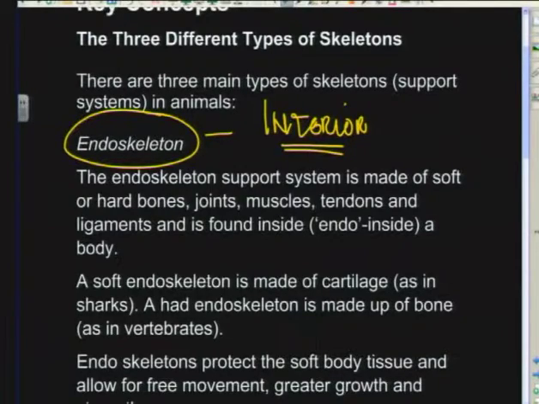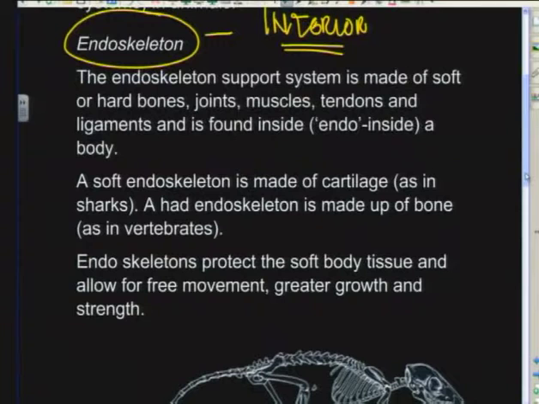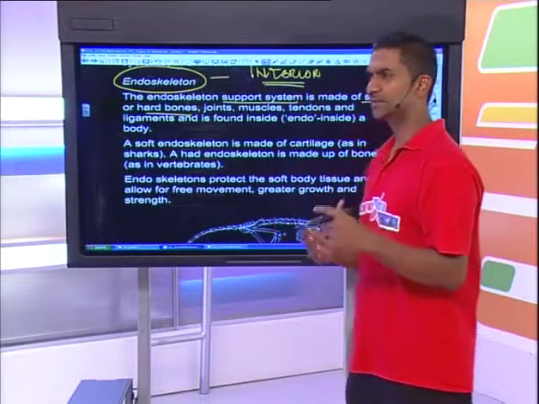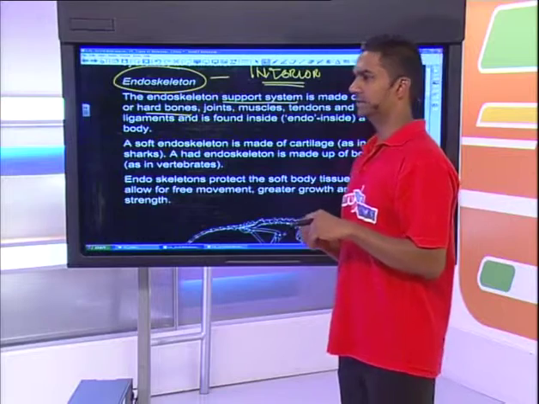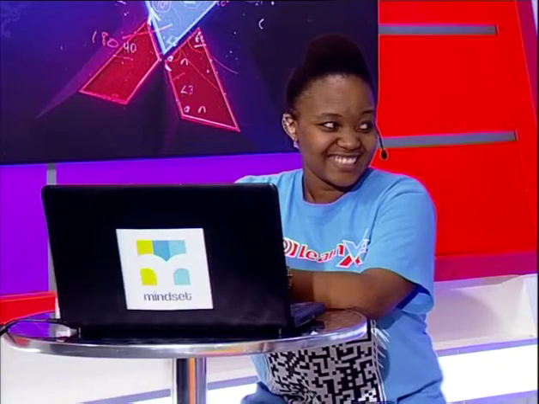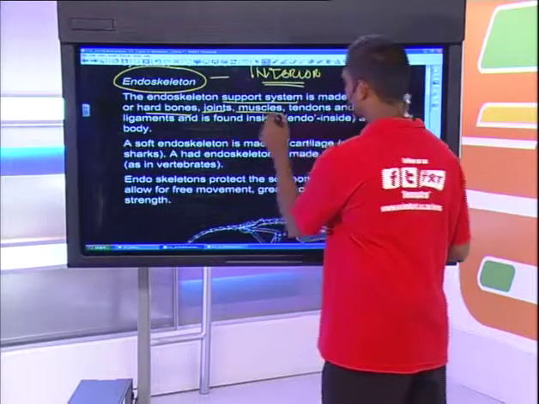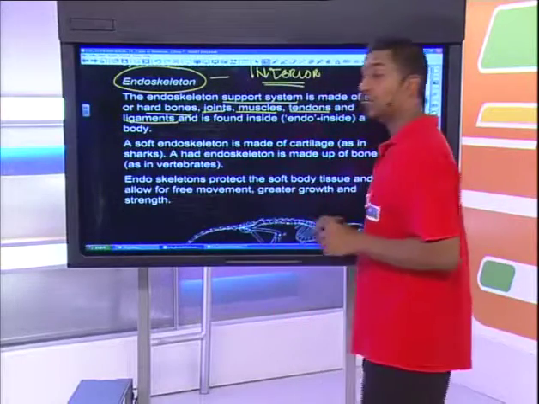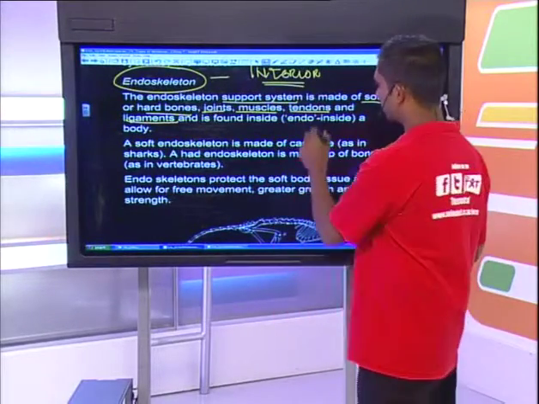So when we look at an endoskeleton, it is a support system that is made up of soft or hard bones. So it could be a combination of soft bones and hard bones. And often people ask me, soft bones? Where would those be, Looney? Where would a soft bone be? Yes, we will look at them, but they're a combination of soft bones and hard bones. There are also joints, muscles, and the presence of tendons as well as ligaments. And these are all found internally, and hence we use the word endo.